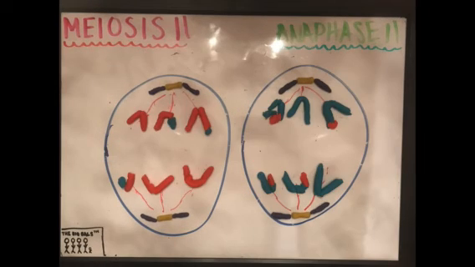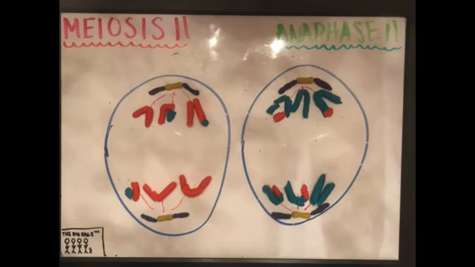Proteins break the centromeres down in anaphase 2, and the sister chromatids finally separate. The separated parts move towards each pole and become chromosomes.